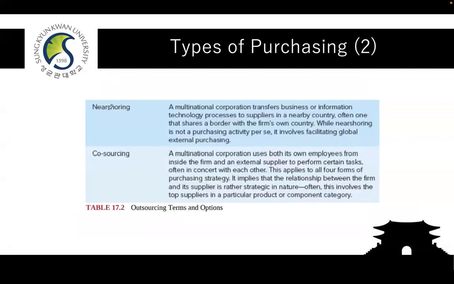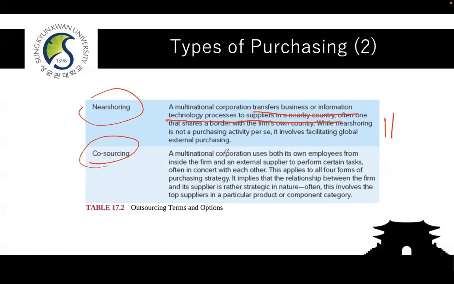Nearshoring, see the word here. So we transfer information technology, business or information technology processes to suppliers in a nearby country, often one that shares a border. So it's that nearby country. We transfer the information technology processes. We could share this kind of data or information with the suppliers, especially in an adjacent country. So while nearshoring is not a purchasing activity itself, it involves this kind of global external purchasing.